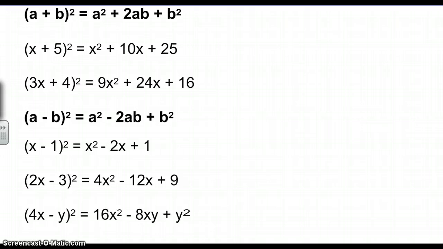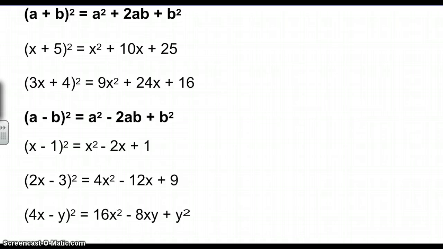In the next example, (2x - 3) squared, again, that follows the pattern of (a - b) squared. You square 2x to get 4x squared. You square 3 to get 9. And then you multiply negative 2 times 2x times 3. So that's negative 12x.